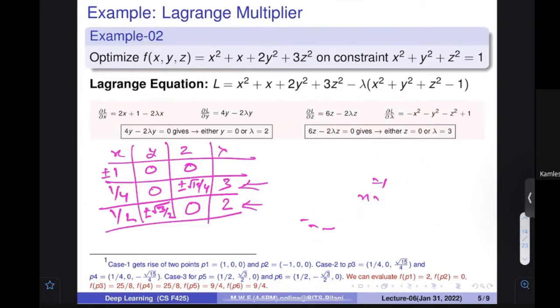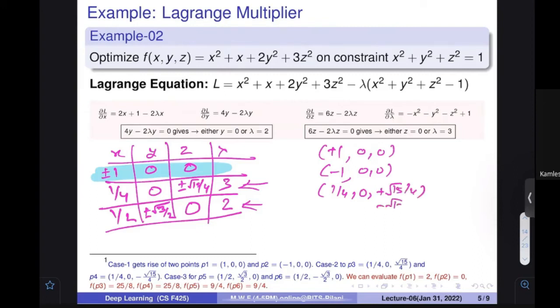I am not interested in the value of lambda. We are only interested in the value of x, y, z. So let us first consider this. The value of x is equal to plus 1 and x is equal to minus 1, with y and z being 0. From the second equation, x is equal to 1 by 4, y is equal to 0, z is equal to plus under root 15 by 4 and minus under root 15 by 4, 0, 1 by 4. And from the third equation, I get 1 by 2, plus under root 3 by 2, minus under root 3 by 2, 1 by 2, 0, 0. So these are the 6 points I get.